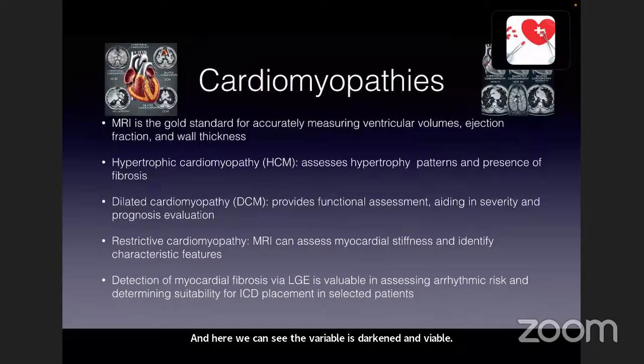MRI is the gold standard for accurately measuring ventricular volume, ejection fraction, and wall thickness. So it aids us to diagnose hypertrophic cardiomyopathy, dilated cardiomyopathy, and restrictive cardiomyopathy. And also detection of myocardial fibrosis, as in hypertrophic cardiomyopathy, is available to assess arrhythmic risk and determine suitability of ICD placement in selected patients.